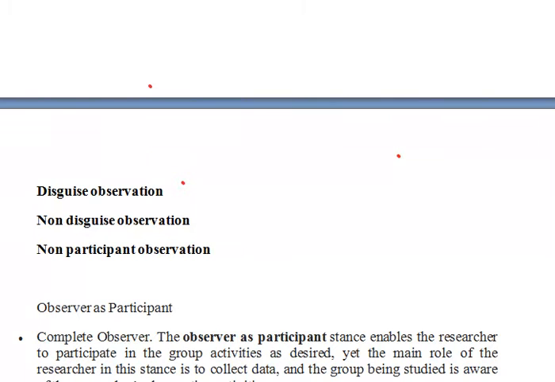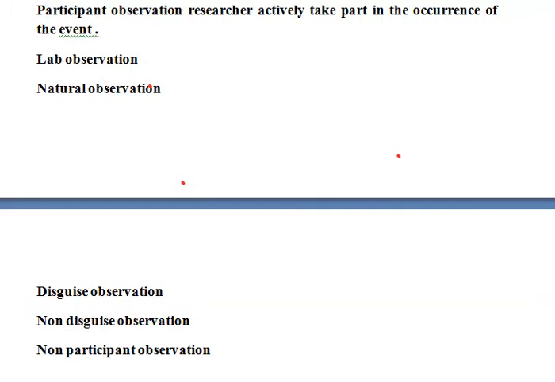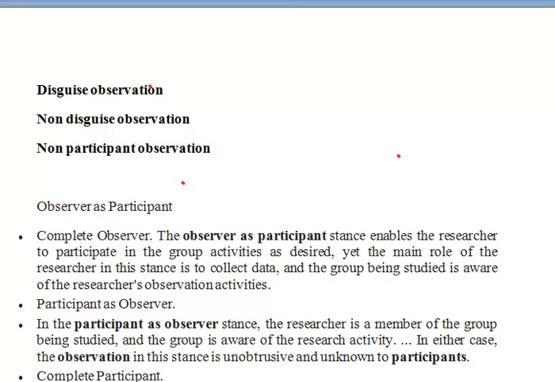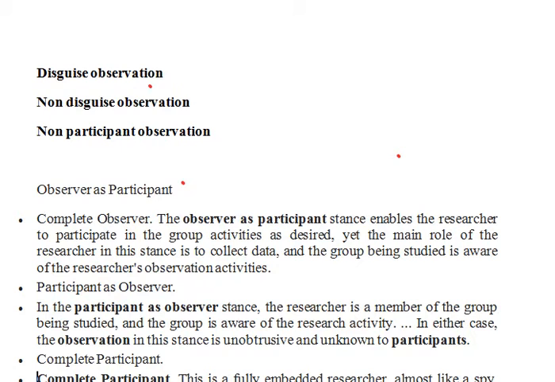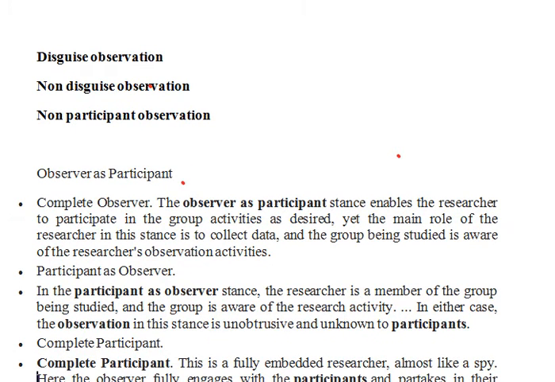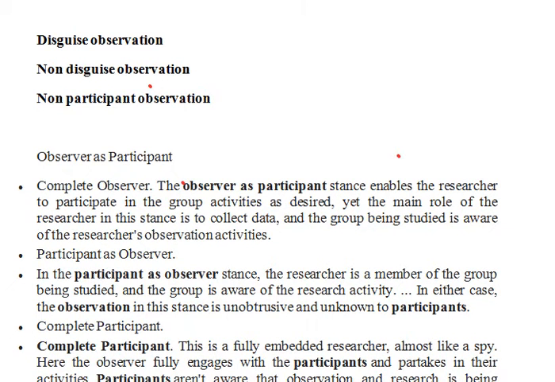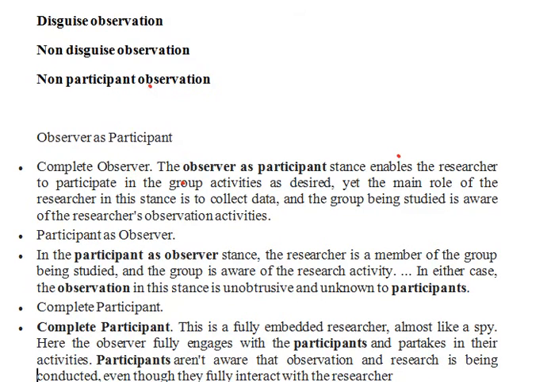Observer as participant. In participant observation, which I have explained before, there are different types. Now, observer as participant: the researcher may participate in the group activities as desired. Yet the main role of the researcher in this stance is to collect data, and the group being studied is aware of the researcher's observation activities.